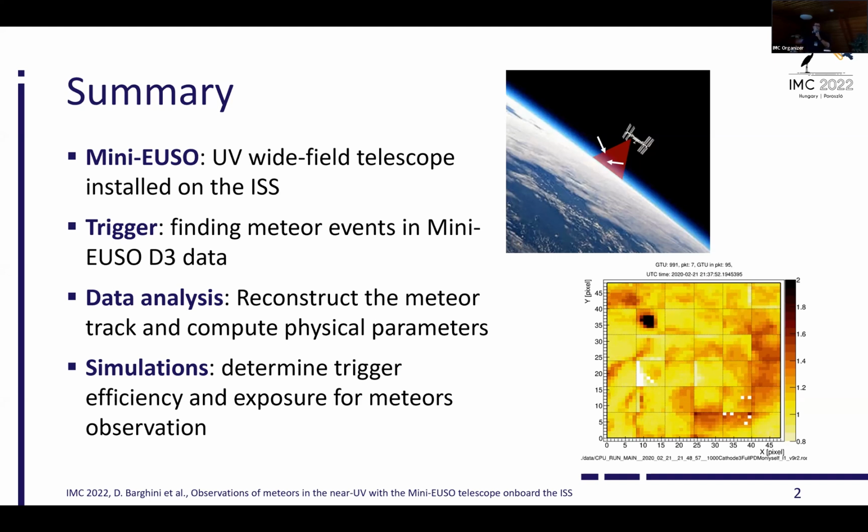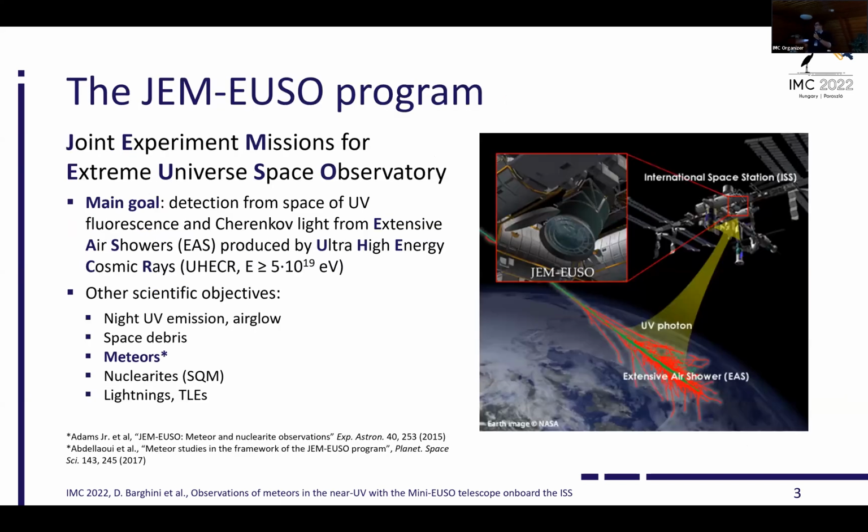So basically I will describe what Mini-EUSO is as a first thing, and how we implemented some algorithms to find actually meteors in Mini-EUSO data, which is not an instrument thought for detecting meteors. And then we will go over some results from the analysis of these meteors that we found in our data, and simulation to interpret those data.